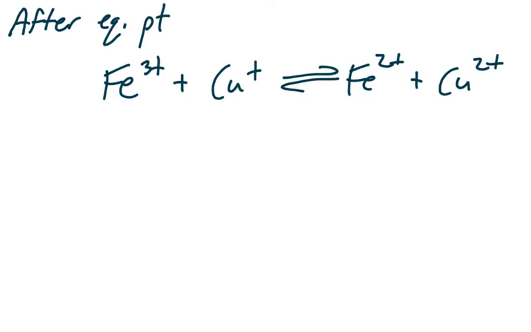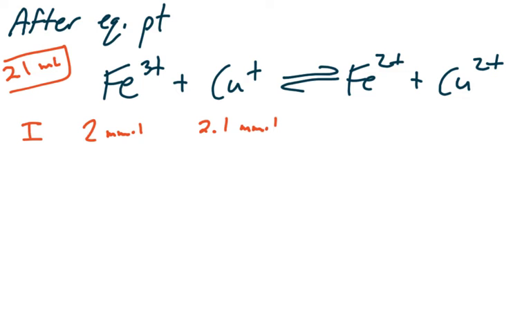Okay, so let's look at the third region. What happens after the equivalence point? So we have our reaction again. And now we're basically adding excess copper. Let's work through our ice table, and then we'll see why we use the copper Nernst equation. The initial amount of iron 3 is still 2 millimoles. And let's say we're going to look at 21 milliliters. So there would be 2.1 millimoles of copper, I should say.